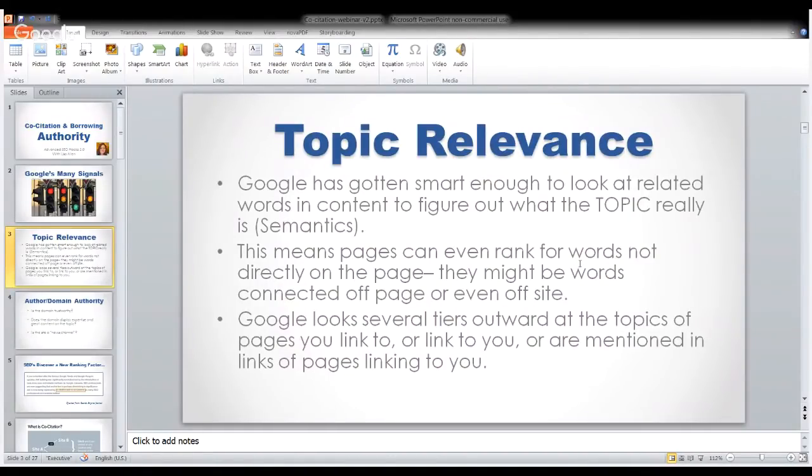Now, gone are the days when you could make up a page and put a ton of the same keyword in the background and have Google think that meant it should rank for that keyword. That is totally and completely gone.